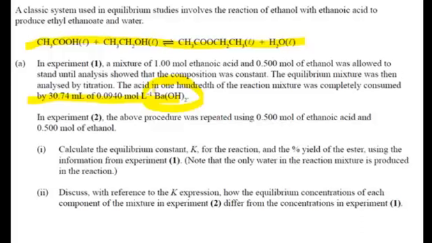And in a second experiment it was repeated using 0.5 moles ethanoic acid and a similar amount of ethanol. We need to calculate the equilibrium constant and the percentage yield of the ester, which is on the right hand side, using this information, and then discuss how the equilibrium concentrations of the mixture in experiment 2 differ from experiment 1.